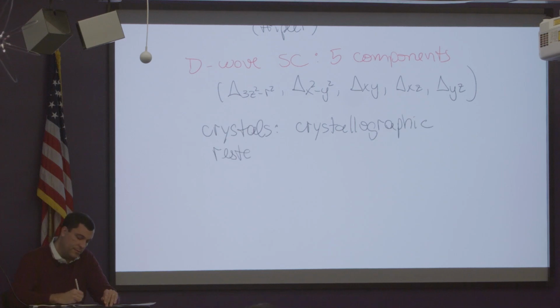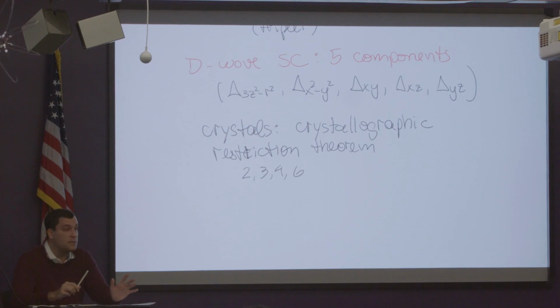Restriction theorem that says that I can only have rotations that are twofold, or of course one is trivial: 1, 2, 3, 4, and 6. I can't have arbitrary rotations. Okay? And that's going to make these assumptions different.